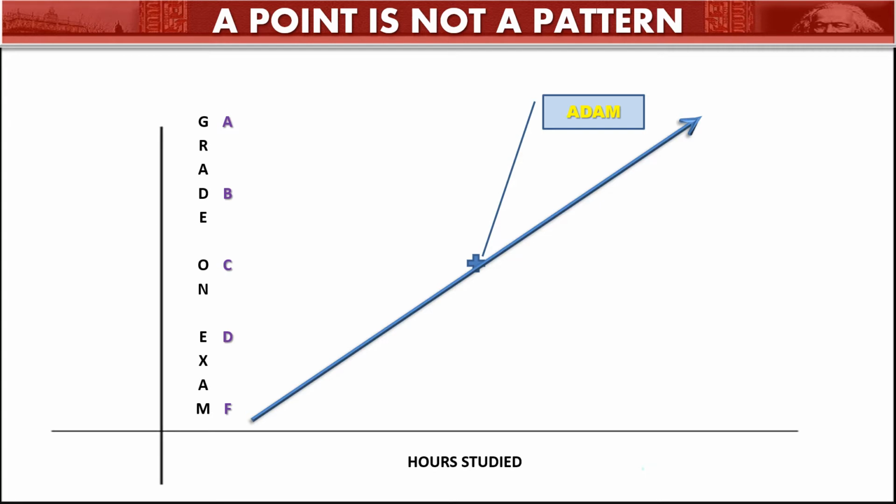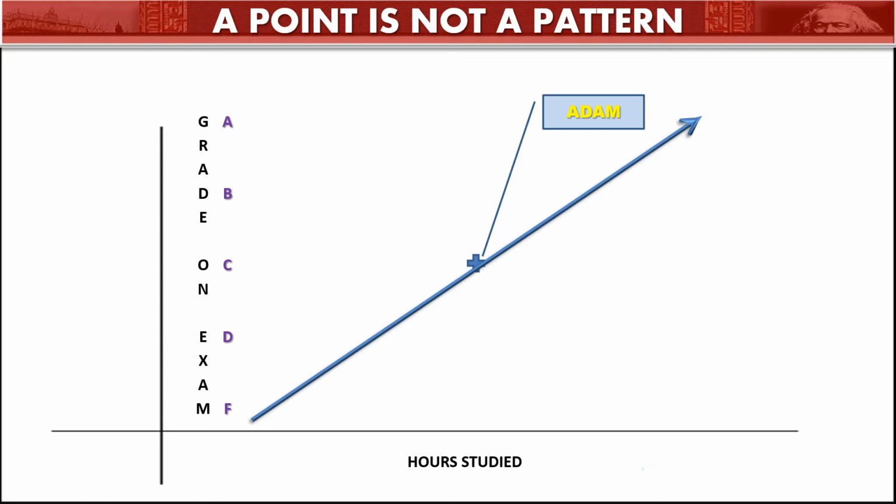And if he had put in a higher effort, we could move this data point along, let's say, the arrow. So if he had studied more, maybe a higher grade, a B or a C. And if he had studied less, maybe a lower grade, a D or an F. So that's one way to interpret that.